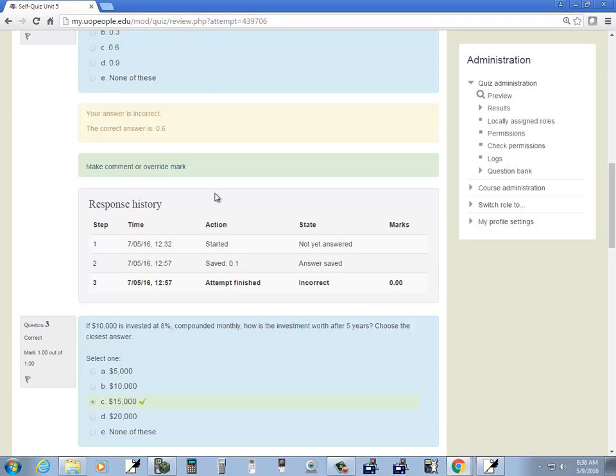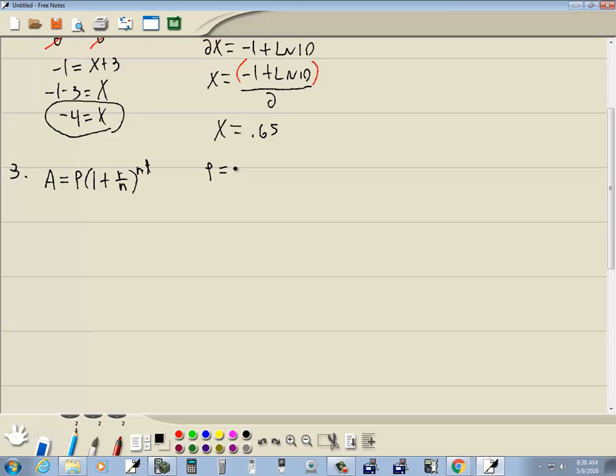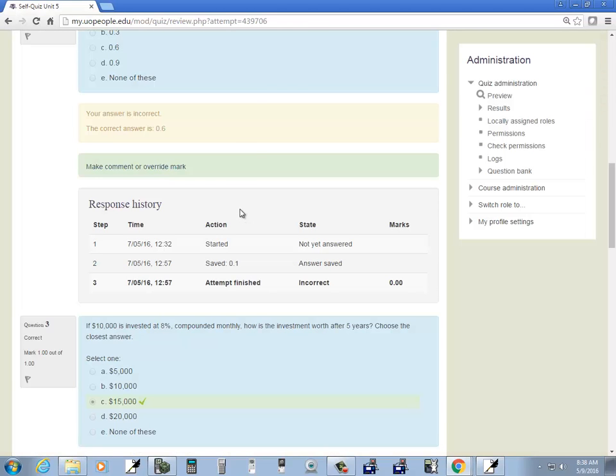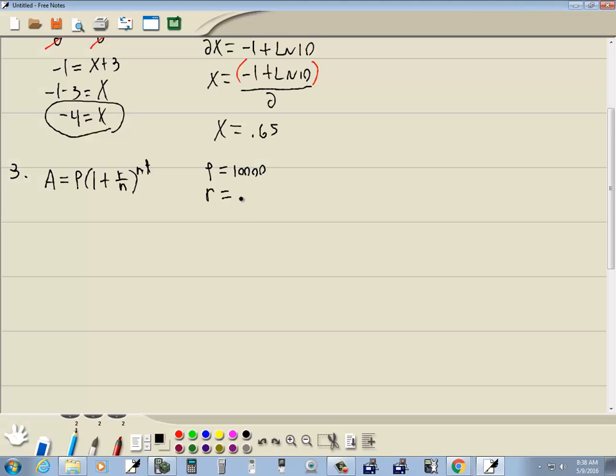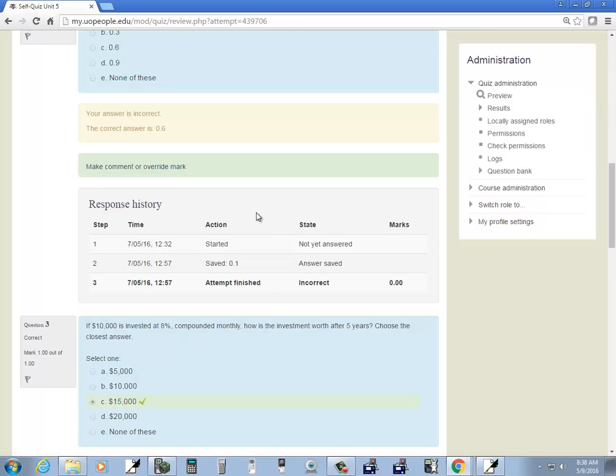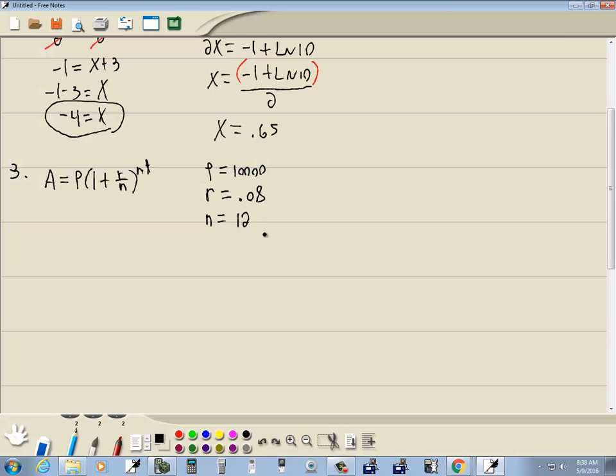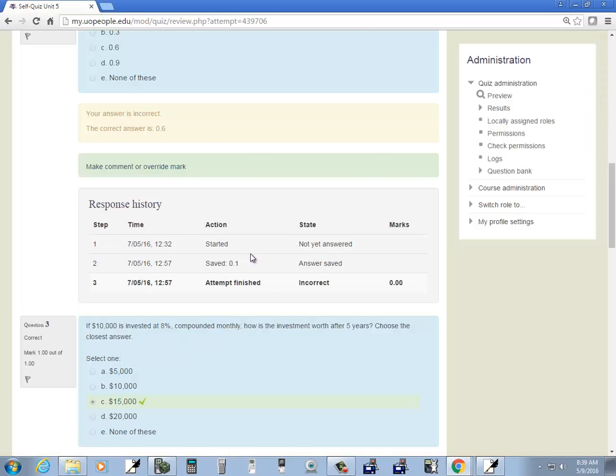Now, A is your ending amount, which is what they're asking for. It says 10,000 is invested. That's our P. That's our principal. So P is 10,000. Now, they tell us the rate is 8%, and you put that in decimal form, so that'll be the 0.08. Now, N is the number of times compounded per year. And it tells us it's compounded monthly, which means monthly implies it's compounded 12 times per year. And T is a number of years after 5 years.